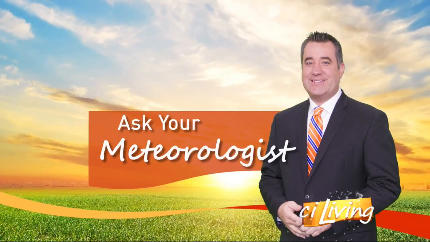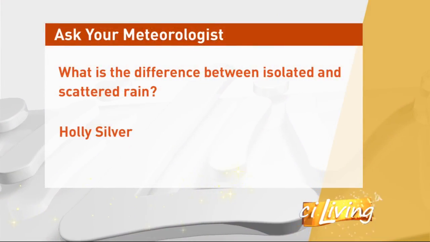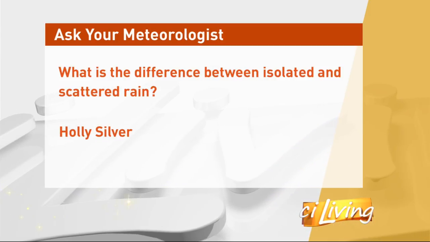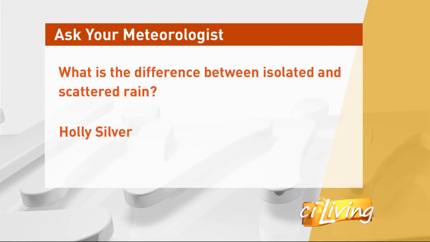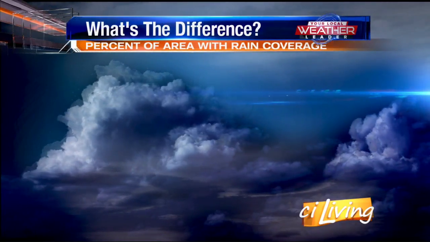Holly Silver wants to know, what is the difference between isolated and scattered rain? I'm sure you've heard us toss these terms out a lot, right? Isolated storms, scattered storms, widespread storms, partly cloudy, mostly cloudy. What does it all mean? A lot of people don't realize there's actually kind of a formula that we're using in terms of how much of the area is going to be covered with rain, and that's what it basically means.